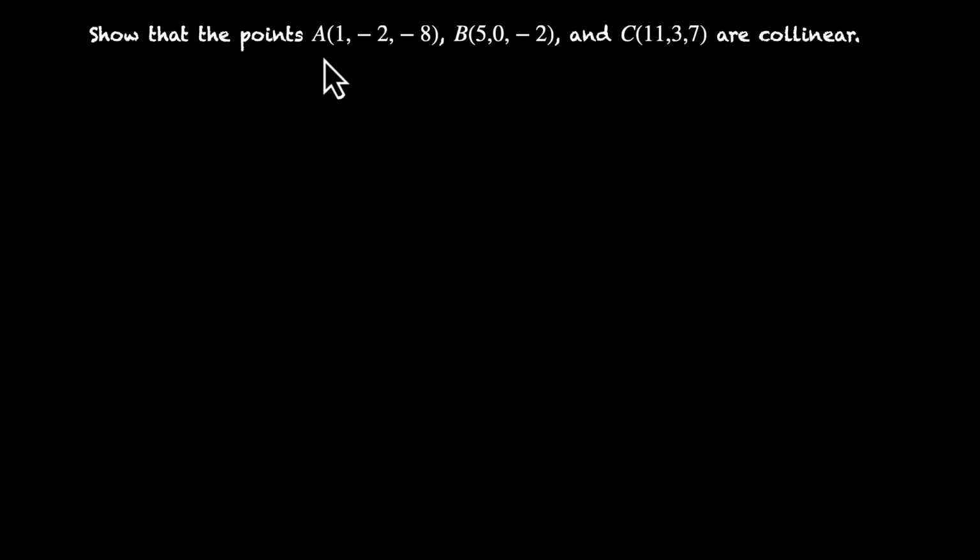Show that the points A, B, and C are collinear. Find the ratio in which B divides AC. Pause the video, give this a try.